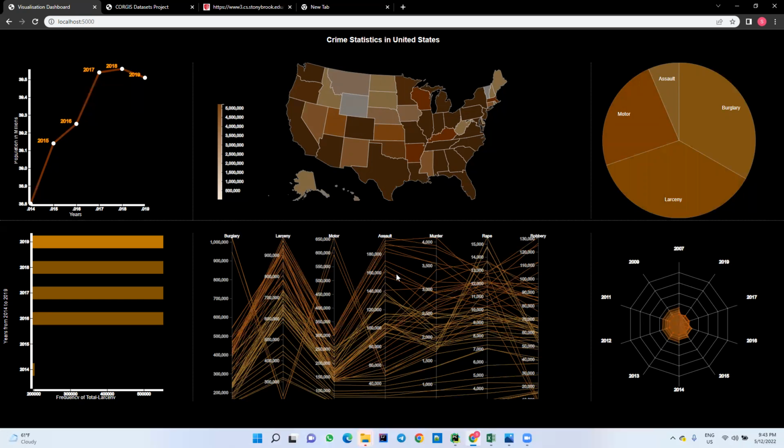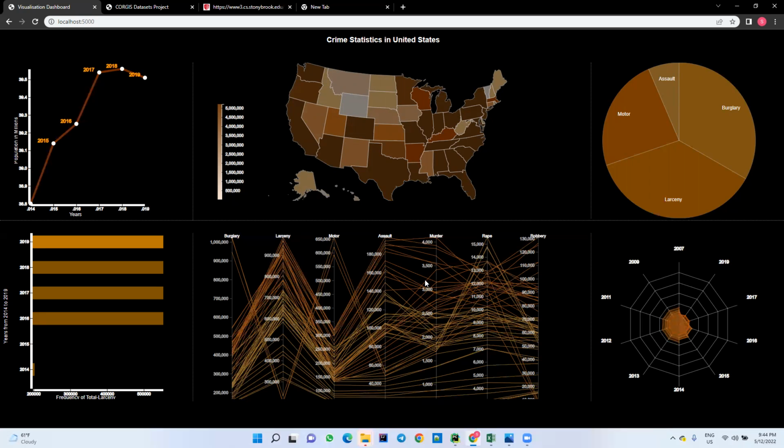Moving on to the parallel coordinates plots. This gives us the correlations between the crimes. So these are the different types of crimes throughout the US. The selected state by default, as mentioned, is California. So in California, assault and murder are strongly positively correlated. On the other hand, larceny and motor are negatively correlated.